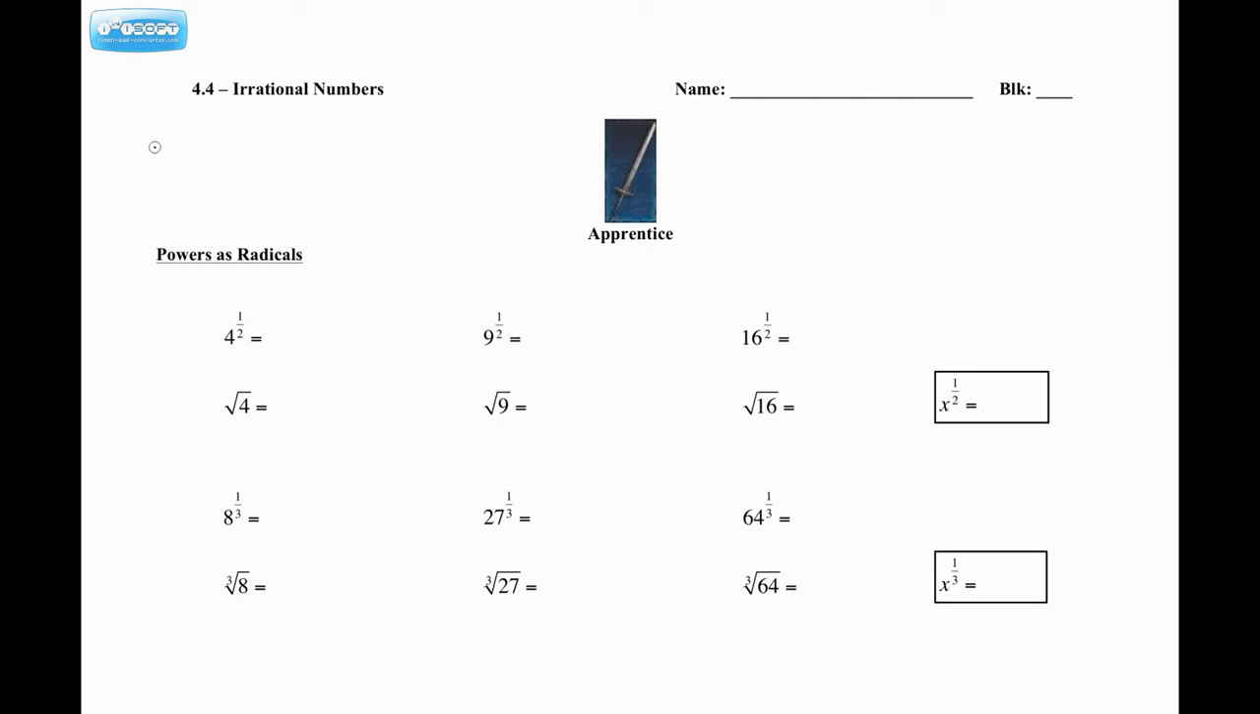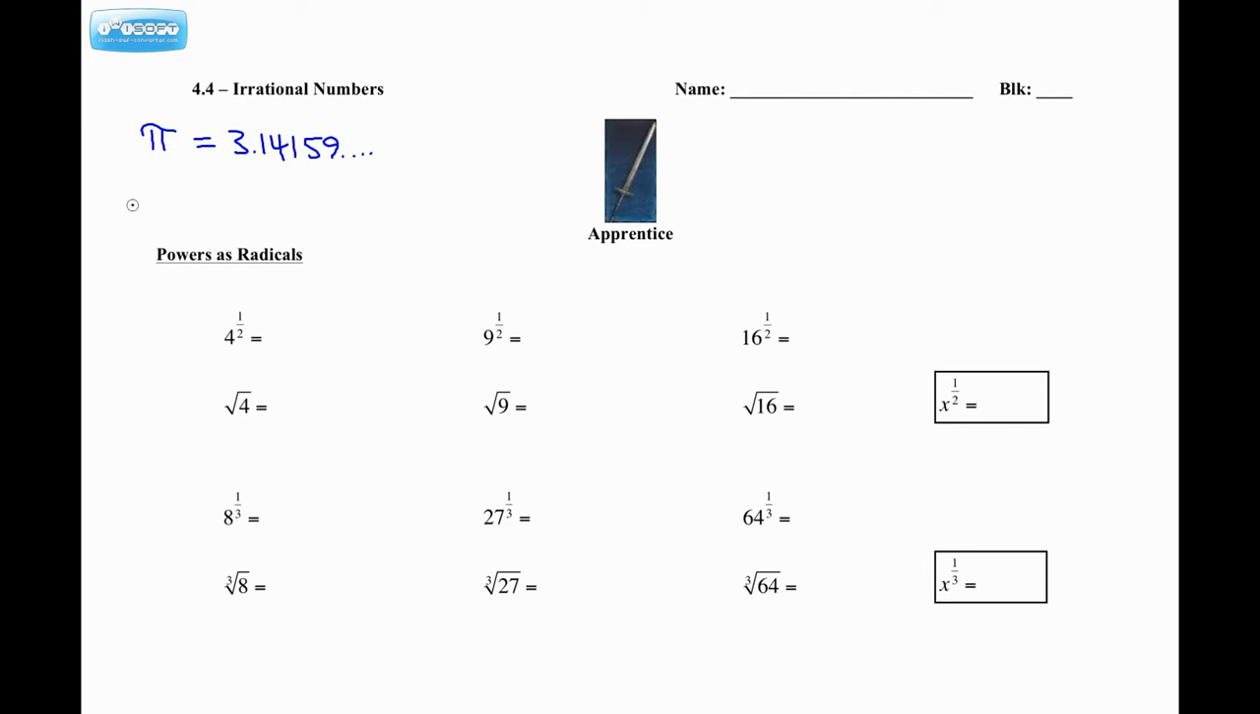So an example would be pi. Pi is an irrational number. It's 3.14159 blah blah blah. It goes on and on and on.